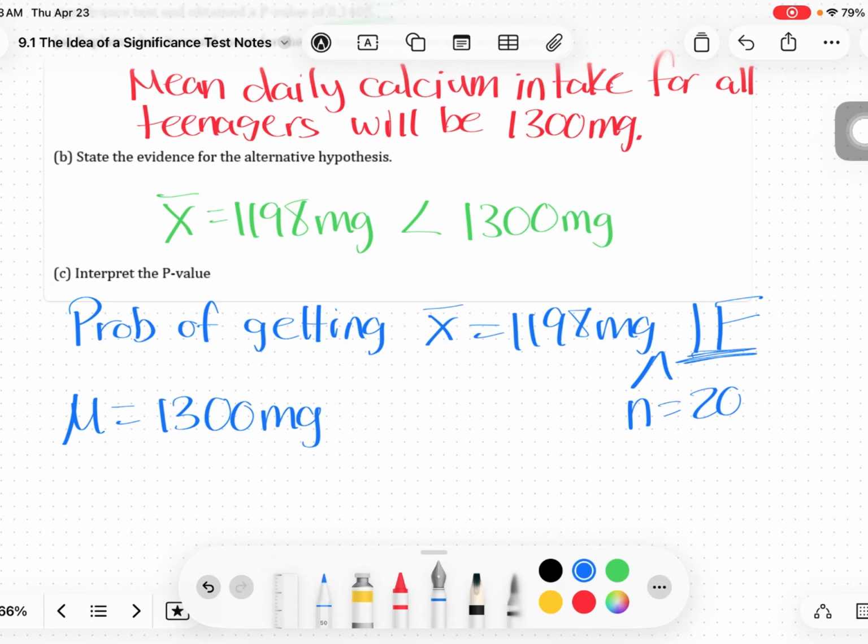So the probability of getting a sample mean from a sample size of 20 teenagers if the actual mean is 1,300 milligrams is 14.05%. So it's pretty small, but it's not actually super small. And then I should also say probability of getting this mean with n equals 20 or less. That's that more extreme, this or less, 1,198 milligrams or less.